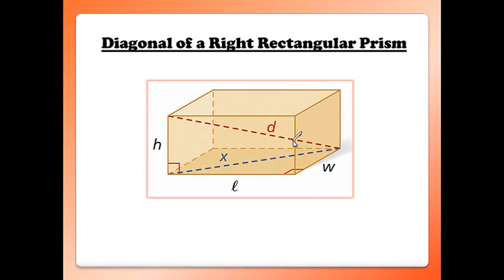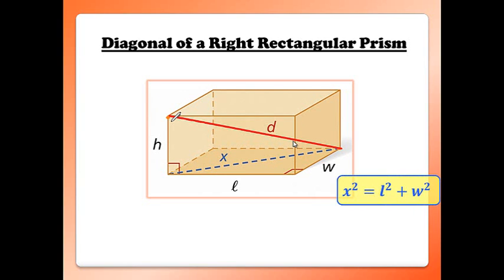Here we have a diagonal D, and it is connecting 2 different vertices on 2 different faces of the prism. So we're going to look at how we can find the length of that diagonal D. I'm going to use the length, the width, and the height of this rectangular prism to find it.